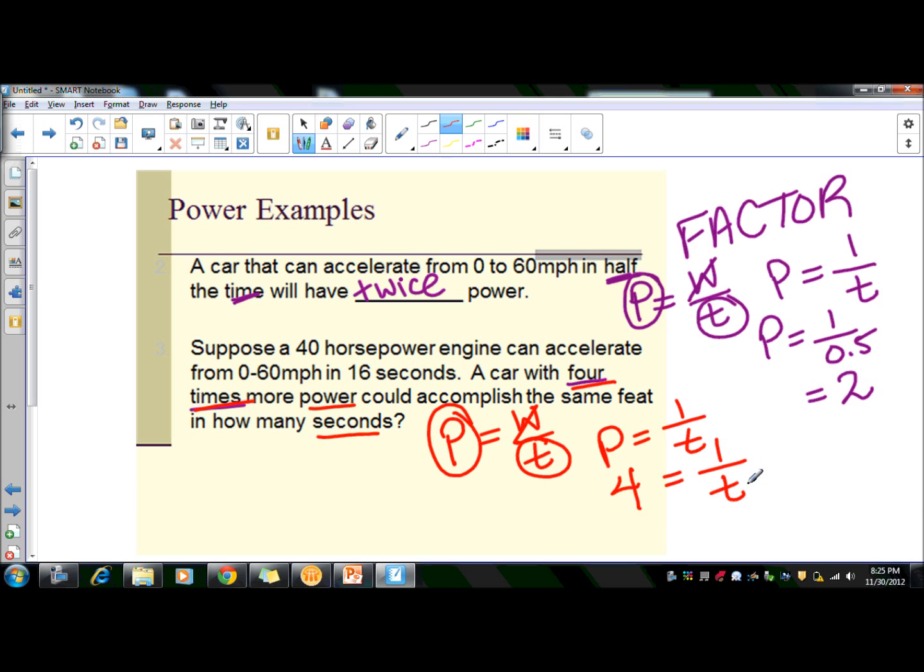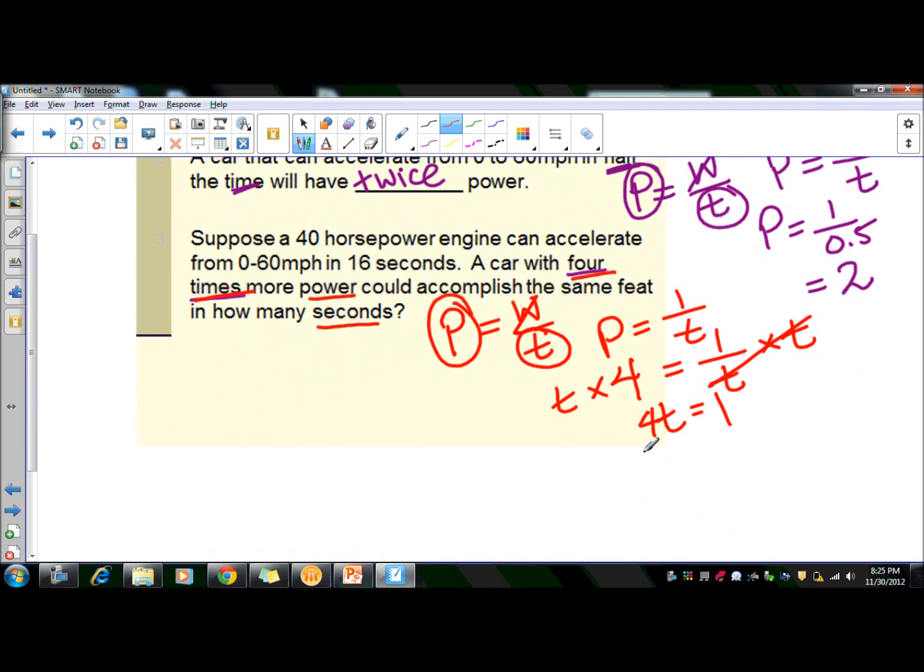And so I want to know how time is going to change. So we need to solve for t. First thing we're going to do is multiply both sides by t. That cancels t over here. So we get 4t equals 1. And then we divide by 4.